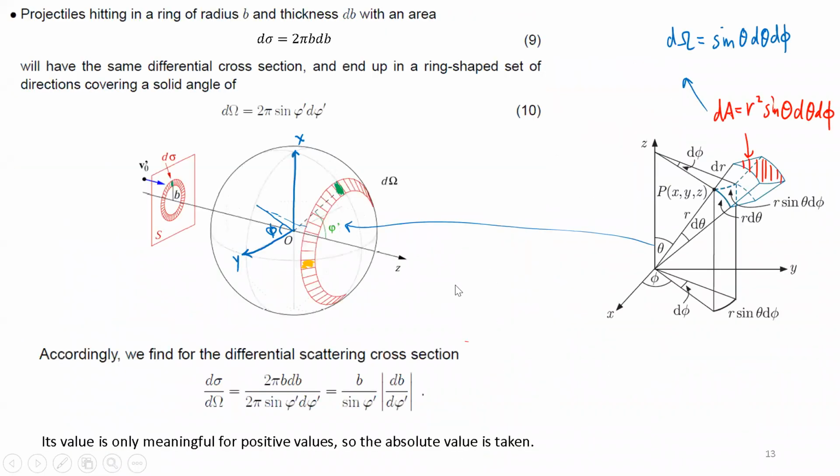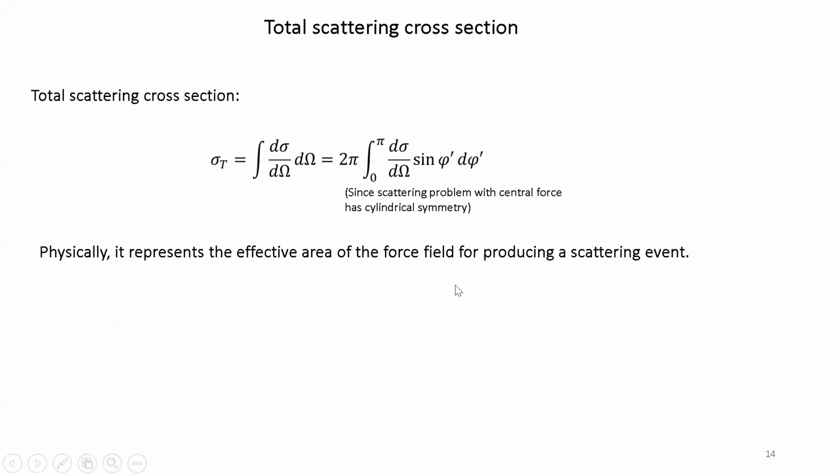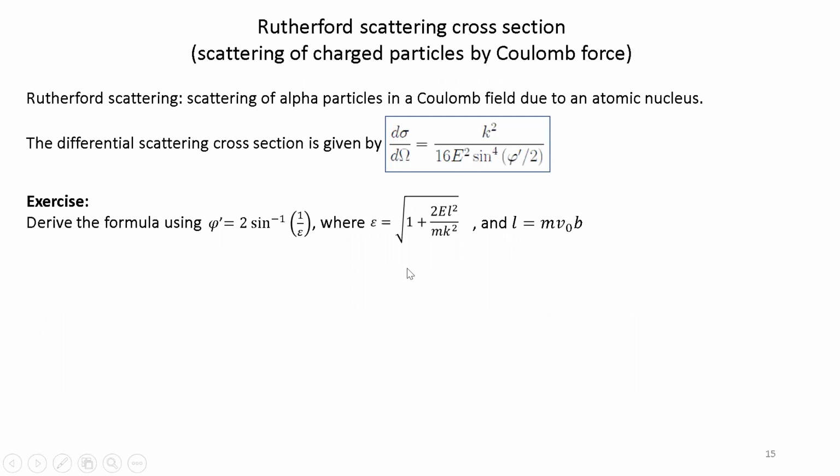Okay, the example will come later, but let's focus on the 1/r² problem, because that's the Rutherford scattering. Rutherford scattering is exactly about the repulsive 1/r² electrostatic force. And we want to show that in this case, the differential scattering cross section is given by this formula over here.